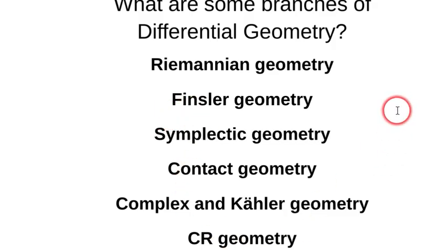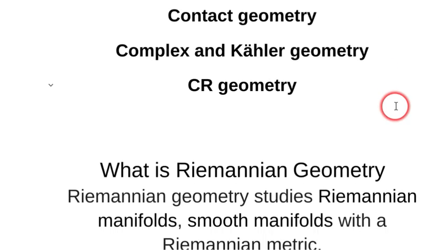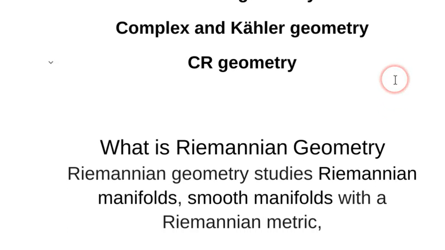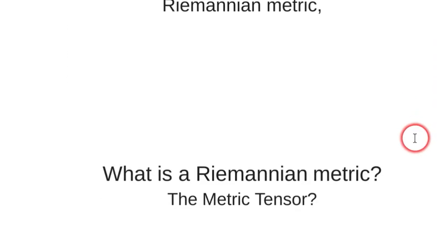All right, so what is Riemannian geometry? Riemannian geometry studies Riemannian manifolds, smooth manifolds with a Riemannian metric. Well, what's a Riemannian metric? The metric tensor. Boom, full circle.